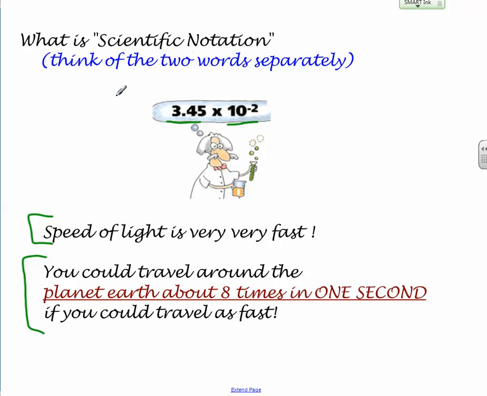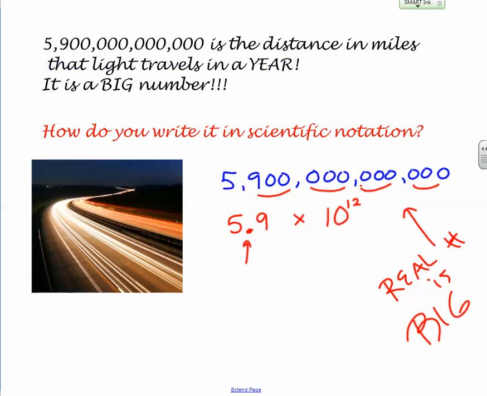And then again, we talked about why it is called scientific notation. Again, it's a way that scientists write really small numbers or really big numbers. So here was an example. The speed of light is very fast. So if you traveled at the speed of light and it bent around the planet Earth, light could travel about 8 times around the planet Earth in 1 second. That's the time it takes you to say 1/1000th.